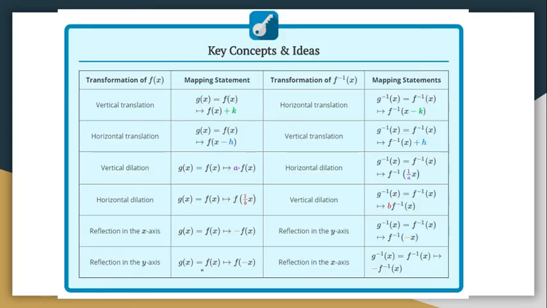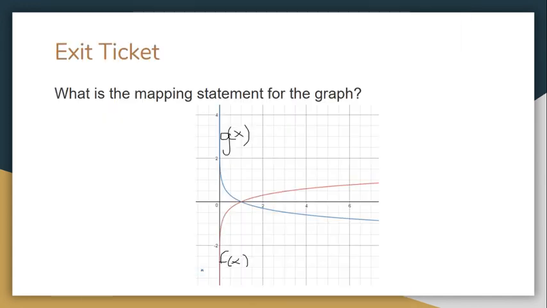So here is a table that will help you out if you aren't remembering it. This may be a good table to write down in your notes. It helps you figure out which translation it is based on the mapping statement or what you're seeing in the function. It also tells you how the inverses work. So we have the mapping statements for the regular transformations, and we also have the mapping statements for the inverse function and what it would go to. If you're going to write that down, go ahead, pause the video and write it down in your notes.